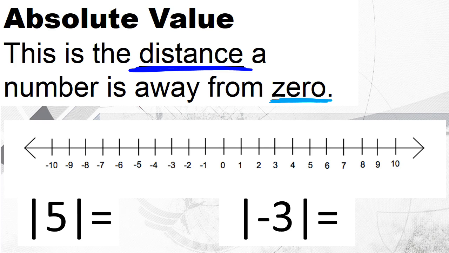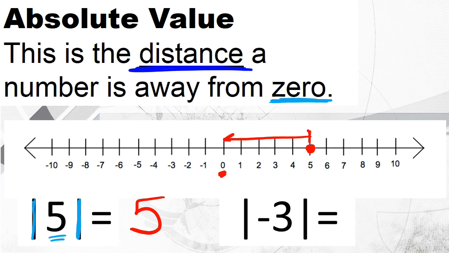So in order to write this, we notice that our first example has these 2 bars straight up and down. These 2 bars will tell me that I'm looking for the absolute value of positive 5. And so in order to do this, we're going to mark positive 5 on our number line. And we have to figure out how many units this is away from 0. So for our distance, we know that this is 5 units away from 0.